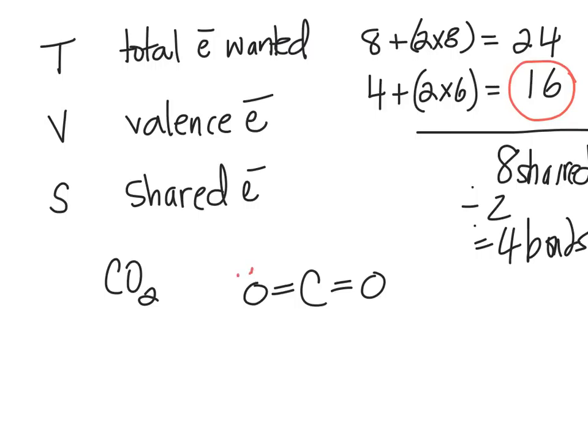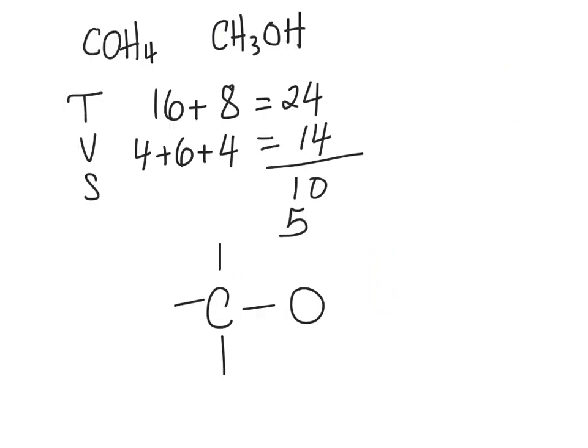Let's fill up those octets on the outside. There's my 8. There's my structure. There's my 5th bond. Is that okay? It kind of helps. And then how many electrons have I just used? 5 times 2 is 10. So I've got 4 more to place. I'm going to stick them on my oxygen. There's my Lewis structure.